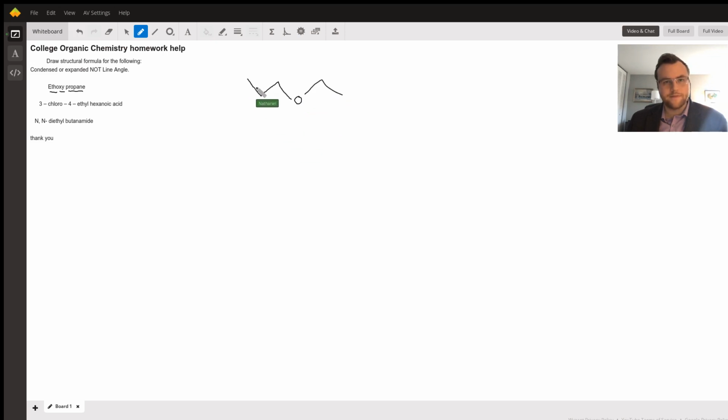So we have 1, 2, 3 carbons making our propane on the left-hand side. And then we have our ethoxy group right here, our ethyl group attached to our oxy group, oxygen. And this is the entirety of that molecule.